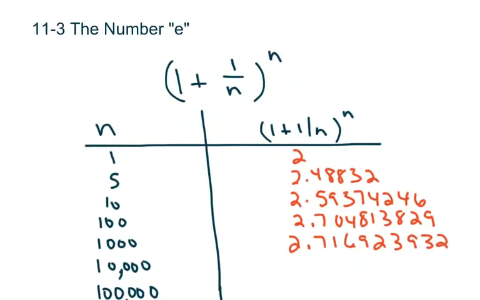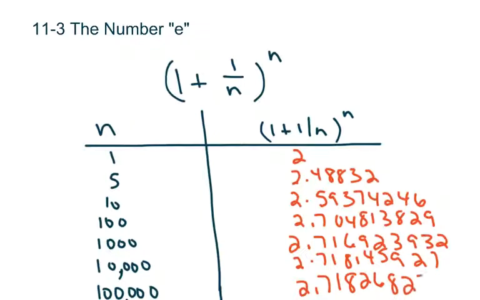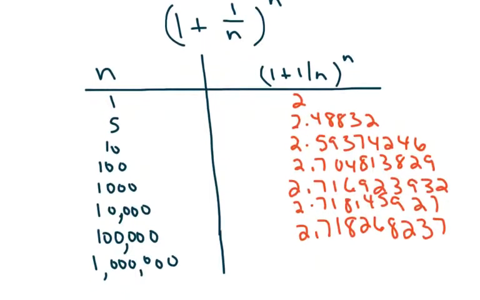When you plug in 1,000, you get 2.71692392. I want you to notice that the digit in the tens place has now kind of leveled off, so we know it's going to be 2.7 something. When we plug in 10,000, we get 2.718145927. 100,000, we get 2.718268237. And then we're going to plug in 1 million and get 2.718280469.